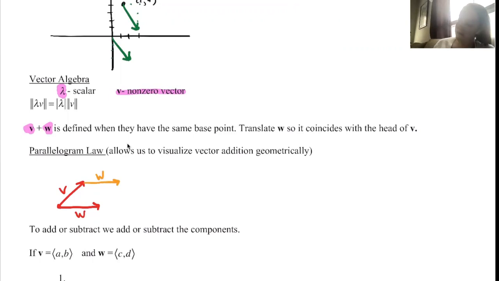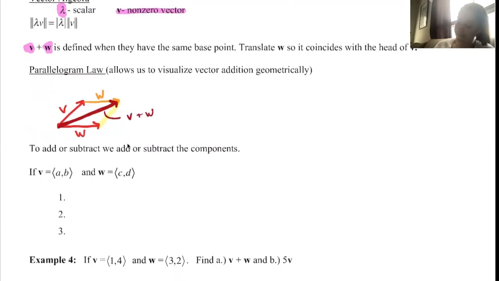And then your parallelogram law, I remember this from physics a long time ago. Basically, you complete the parallelogram, and then when you connect the diagonal across there, when you add V plus W, this is your resulting vector. So this dark red one is vector V plus vector W. That's what you're left with. So something to think about there.